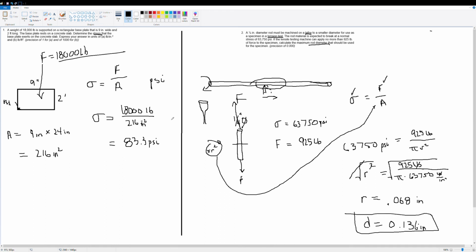Alright, so again, here's a couple of stress-strain examples. They're not hard. Identify the information that you have, and then substitute the values into the equation. Solve for your unknown. It's really that simple.